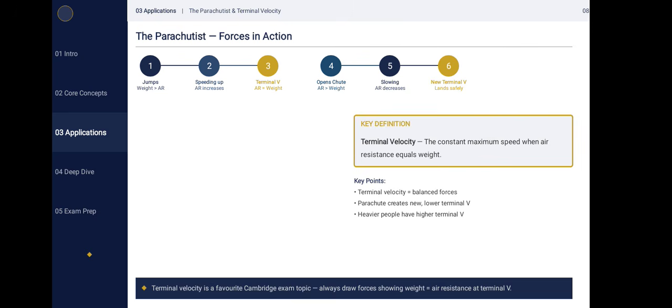When he opens the parachute, air resistance becomes greater than his weight, showing that air resistance is now greater as compared to his weight. He slows down. Now he is slowing down, his speed is decreasing, and eventually he reaches a new terminal velocity and lands safely.